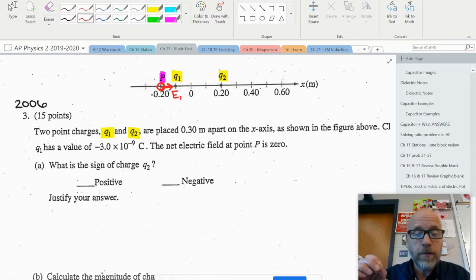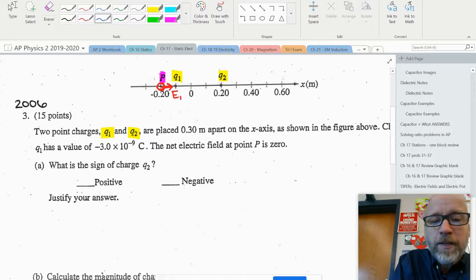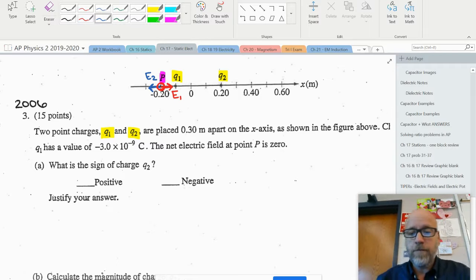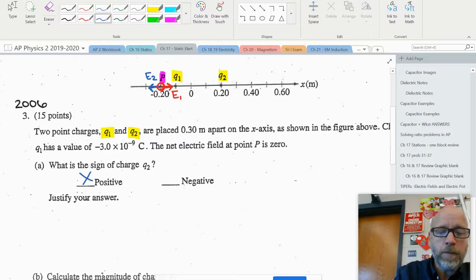Now it says that the electric field at point P is 0. So obviously, what direction does the field have to point from charge 2? Yeah, it's got to point in the opposite direction, and it's going to be equal in magnitude, but opposite in direction. Now, if Q2 is creating a field that points away, what must its charge be? Yeah, that's right. Good. It's going to be a positive charge.